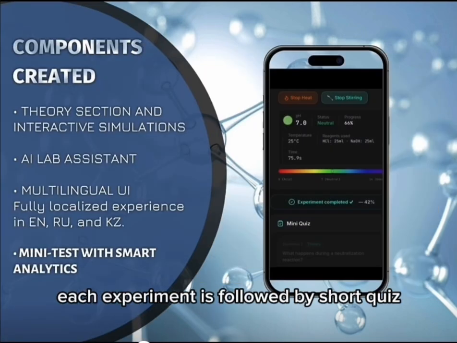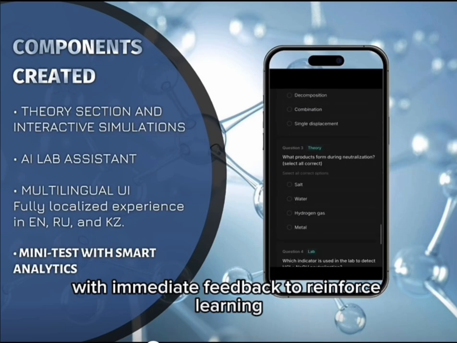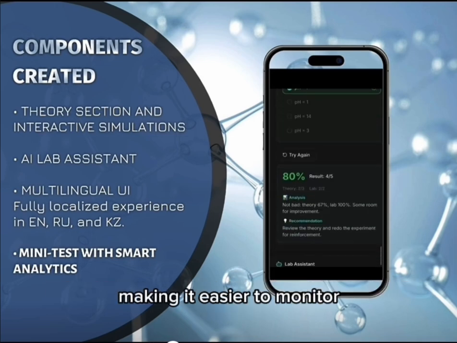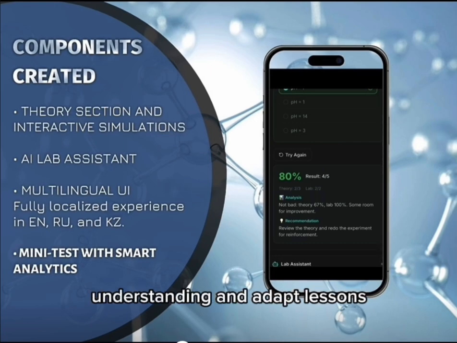Each experiment is followed by a short quiz with immediate feedback to reinforce learning. Teachers can also track students' progress in real time, making it easier to monitor understanding and adapt lessons.